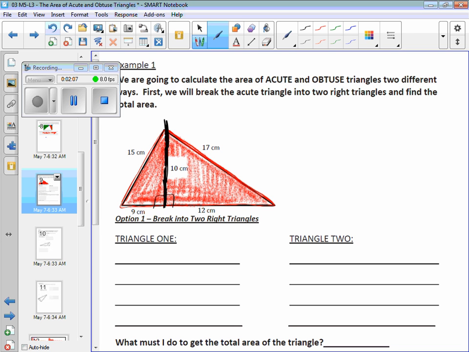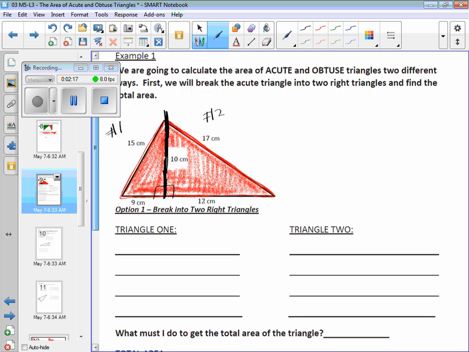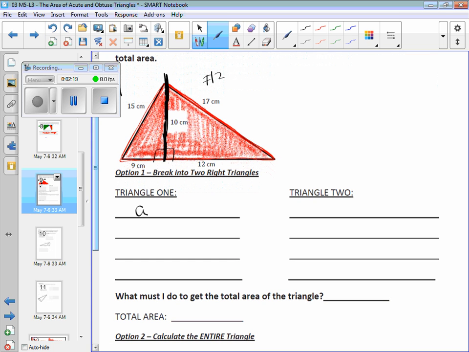Okay, so we've got triangle 1 on the left and triangle 2 on the right. We'll just call this number 1, even though it kind of matches up left-right. We want to keep track of what's what. Okay, so triangle 1, base times height divided by 2. Okay, let's fill in the blanks.